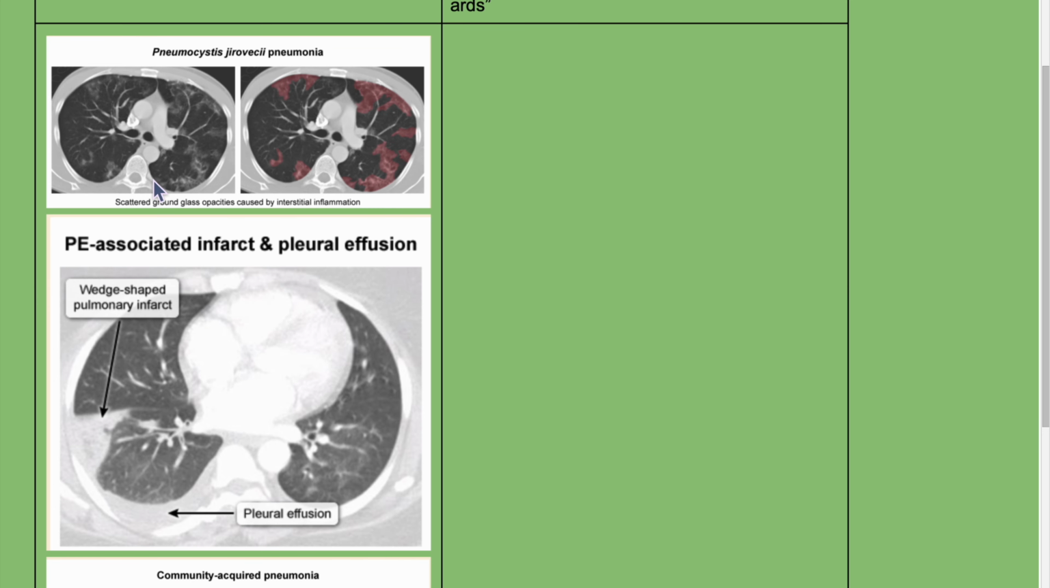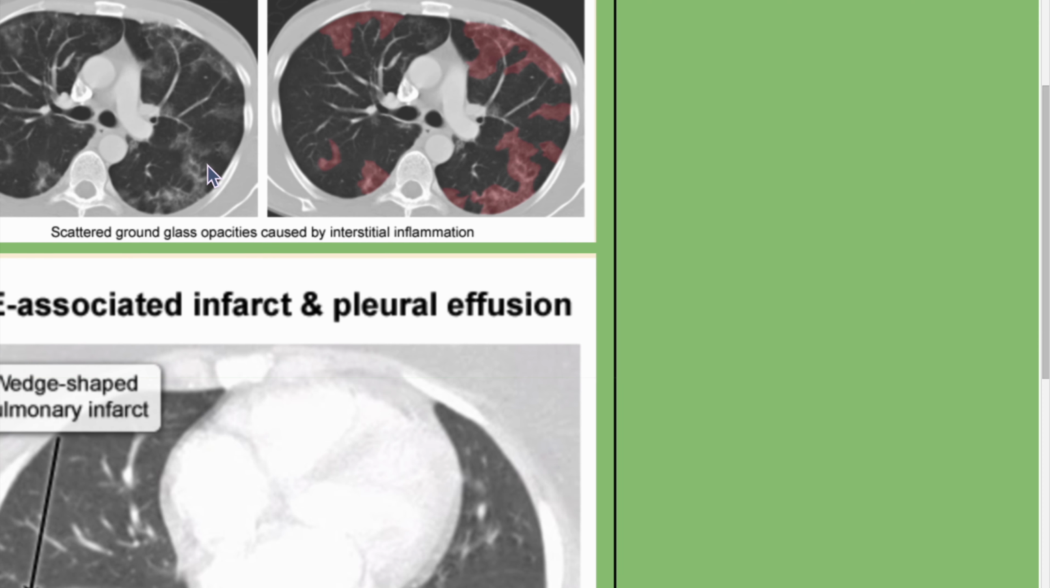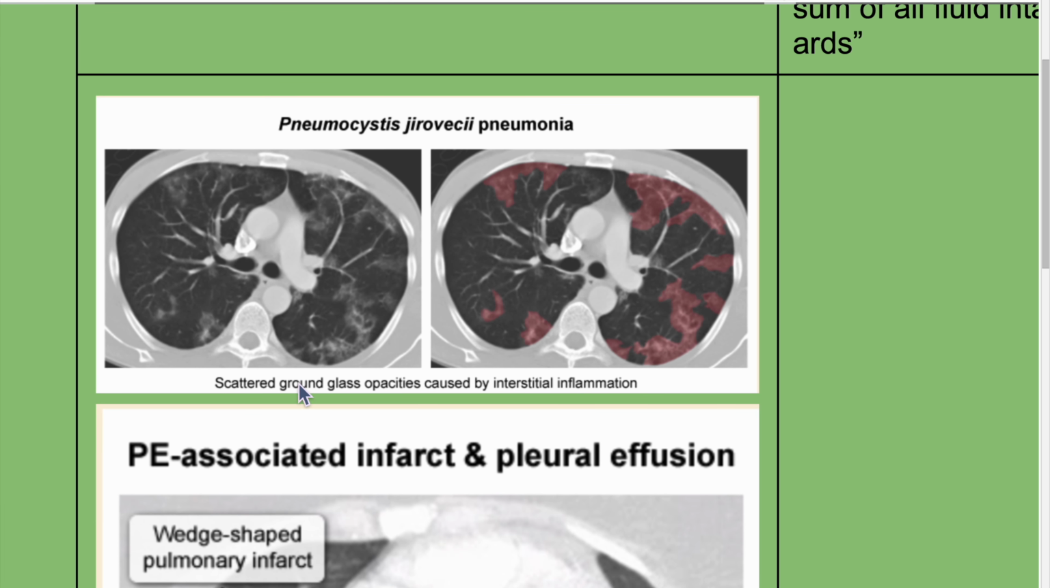So what is this? It's just a scan with scattered ground glass opacities caused by interstitial inflammation. This is Pneumocystis jirovecii pneumonia.